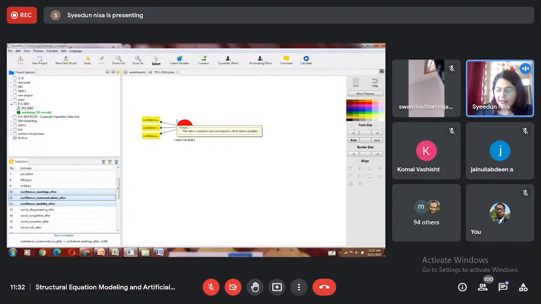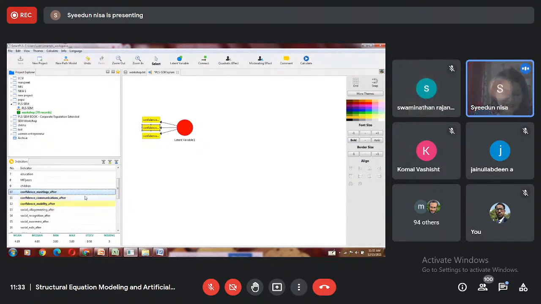Okay, is this clear? So what I did, I have selected confidence, all the items which are measuring confidence. I have selected these items and I have dropped them here in this area.